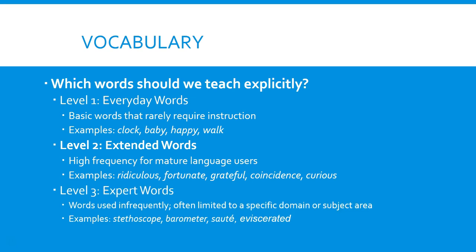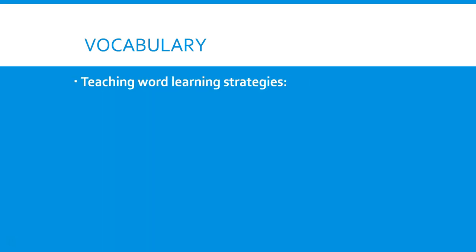And then expert words. These are words that are typically what we also call academic language. These are words that are often limited to a specific subject area like science, or a specific area like math, algebra, geometry, geography. There are lots of words associated with just those areas, and students rarely see them. So these are words that we most frequently have to provide instruction on.